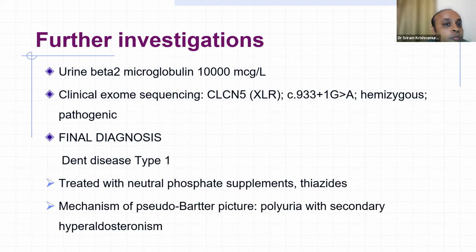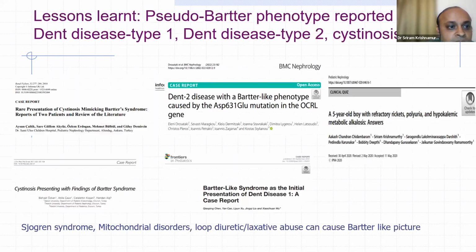So this is actually a pseudo-Bartter. So beware, every hypokalemic metabolic alkalosis is not Bartter, even if the blood pressure is low. There are many pseudo-Bartter kind of conditions. And here what has actually happened is there was such severe polyuria that it led to a secondary hyperaldosteronism, mimicking a Bartter kind of picture. There are many kinds of pseudo-Bartter reported among tubular disorders. These include cystinosis, Dent disease type 1 and Dent disease type 2. All have been shown to have a pseudo-Bartter kind of picture in many cases.